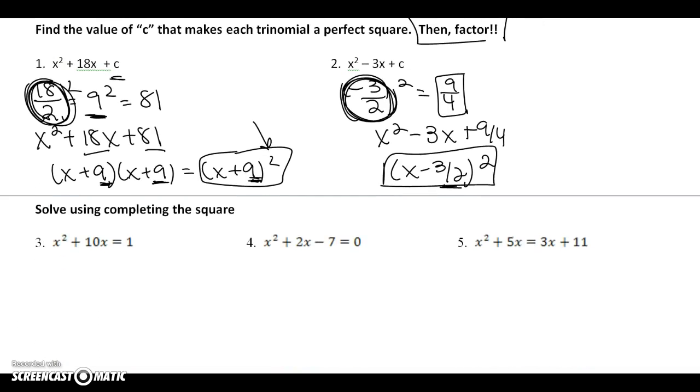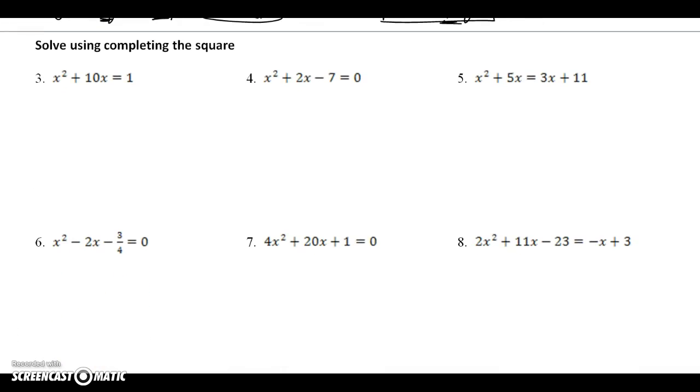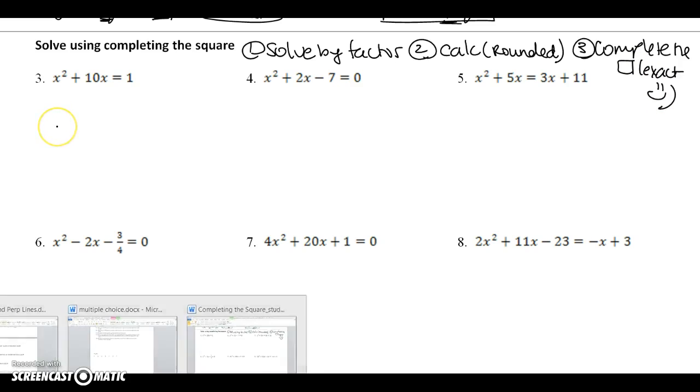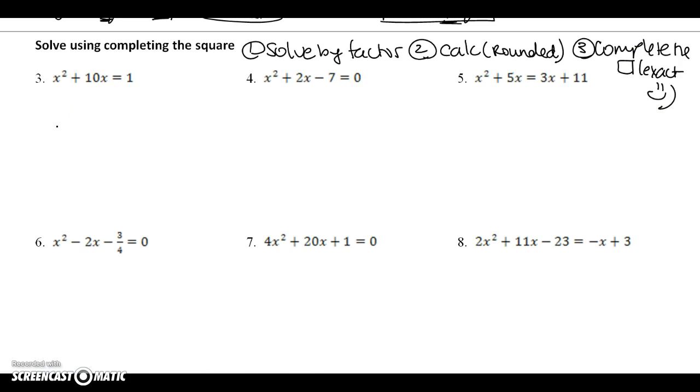All right, so our next goal now is to solve using completing the square. So far we've solved by factoring. We got solutions on the calculator, and these were rounded, so that's not always good. And then today we're going to get our solutions with completing the square. So these give us exact answers, which makes us happy campers. Okay, so our first step when we do this is to solve. We want to make sure the number is by itself.